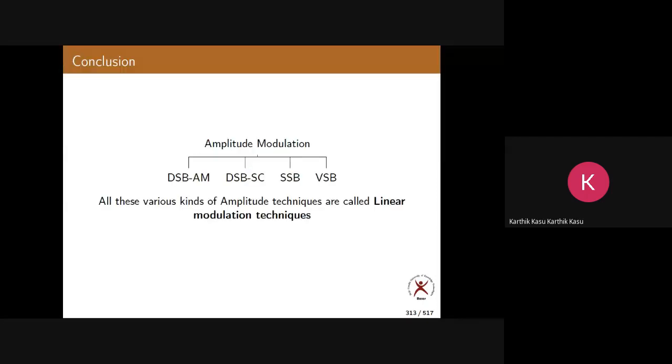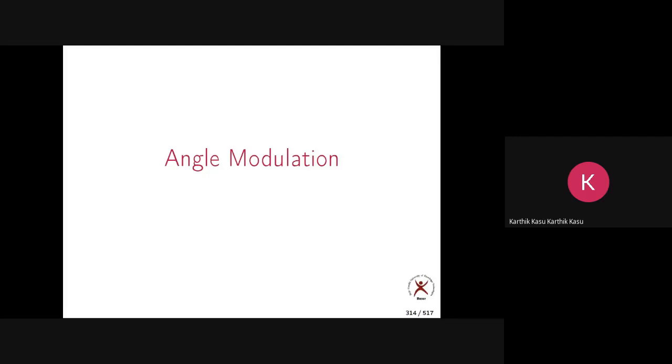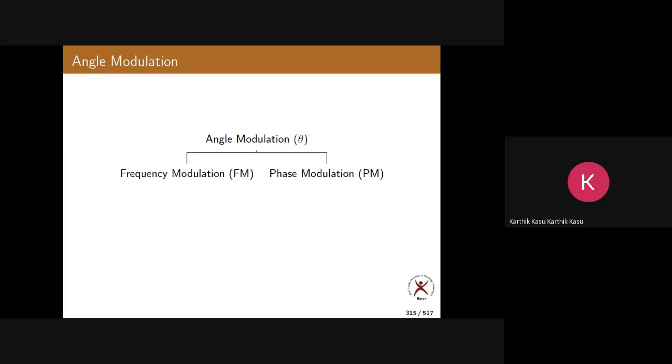In the previous classes we have discussed various kinds of amplitude modulation. What are they? DSBAM, DSBSC, SSB, and VSB. Now we'll discuss another kind of modulation, angle modulation. Angle modulation is of two types. What are they? Frequency modulation and phase modulation.